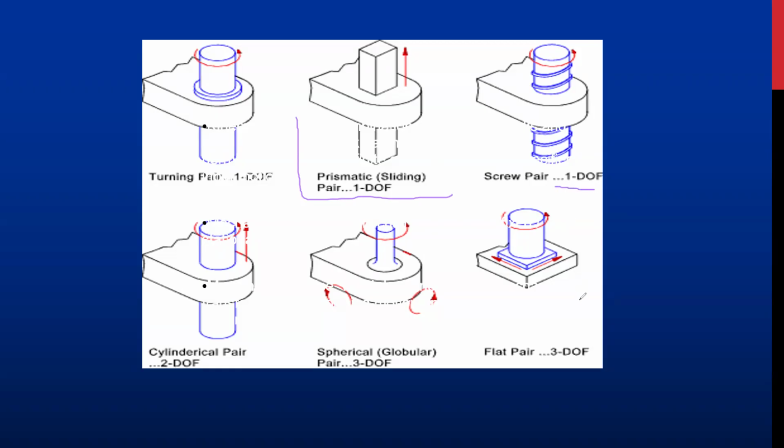of freedom. But we have the cylindrical pair, like down here, which has 2 degrees of freedom. That means it can move in 2 directions. And then we have a spherical, or what we call a globular pair, which can move in 3 directions. Also, we have a flat pair, which also has 3 degrees of freedom. We are going to define the degrees of freedom and how we calculate them, so we are going to learn that.